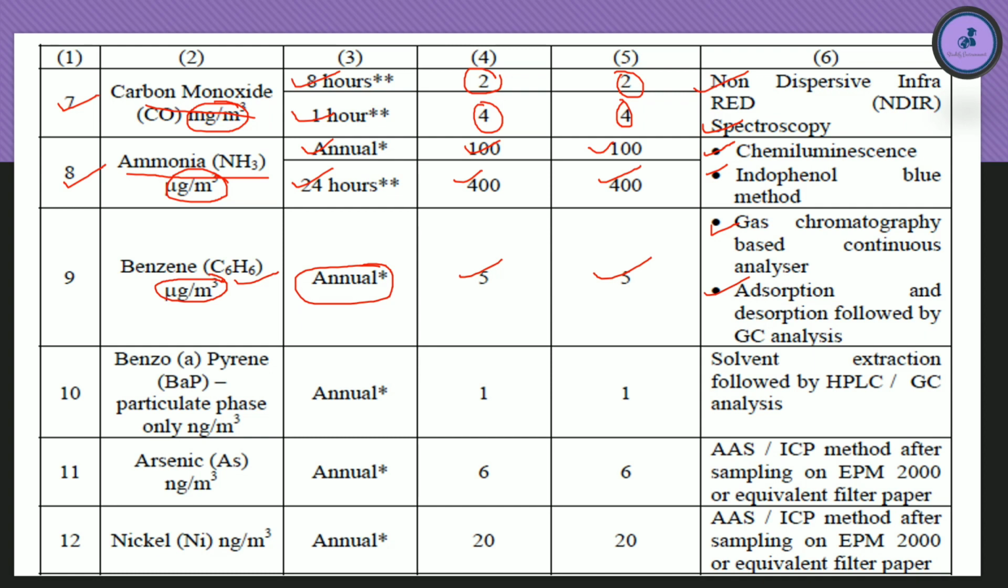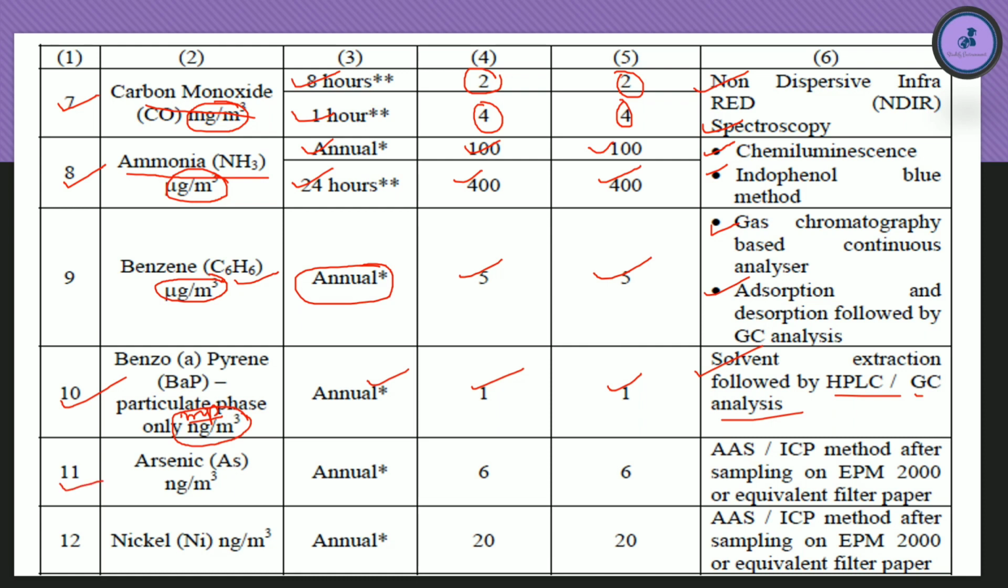The tenth pollutant is benzo(a)pyrene, BaP. It is organic in nature and in the particulate phase, and it is measured in nanogram per cubic meter. It is very important to remember that benzo(a)pyrene is measured in nanogram per cubic meter. So you have to remember its unit. On an annual basis its value is 1 and 1 nanogram per cubic meter, and it is measured by solvent extraction followed by HPLC and GC analysis.